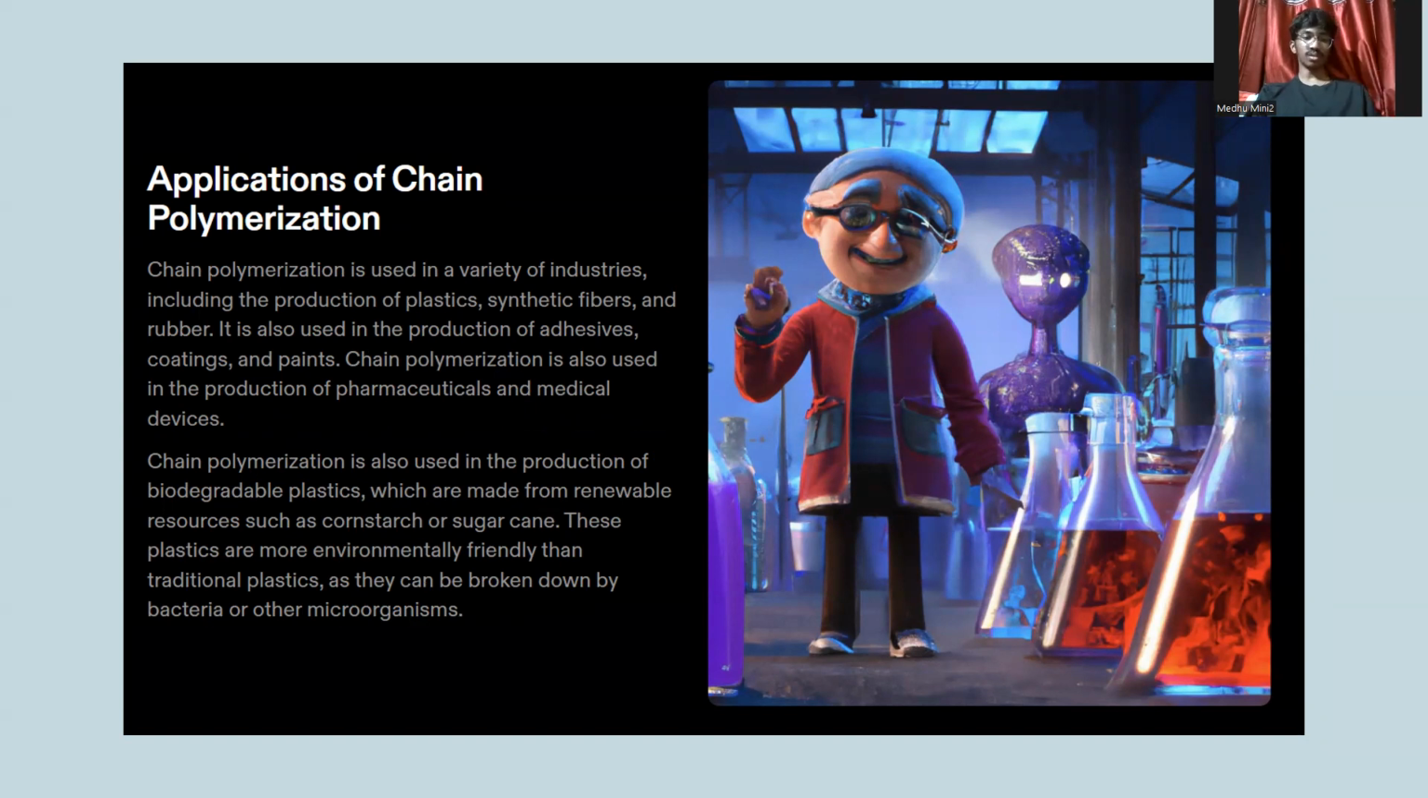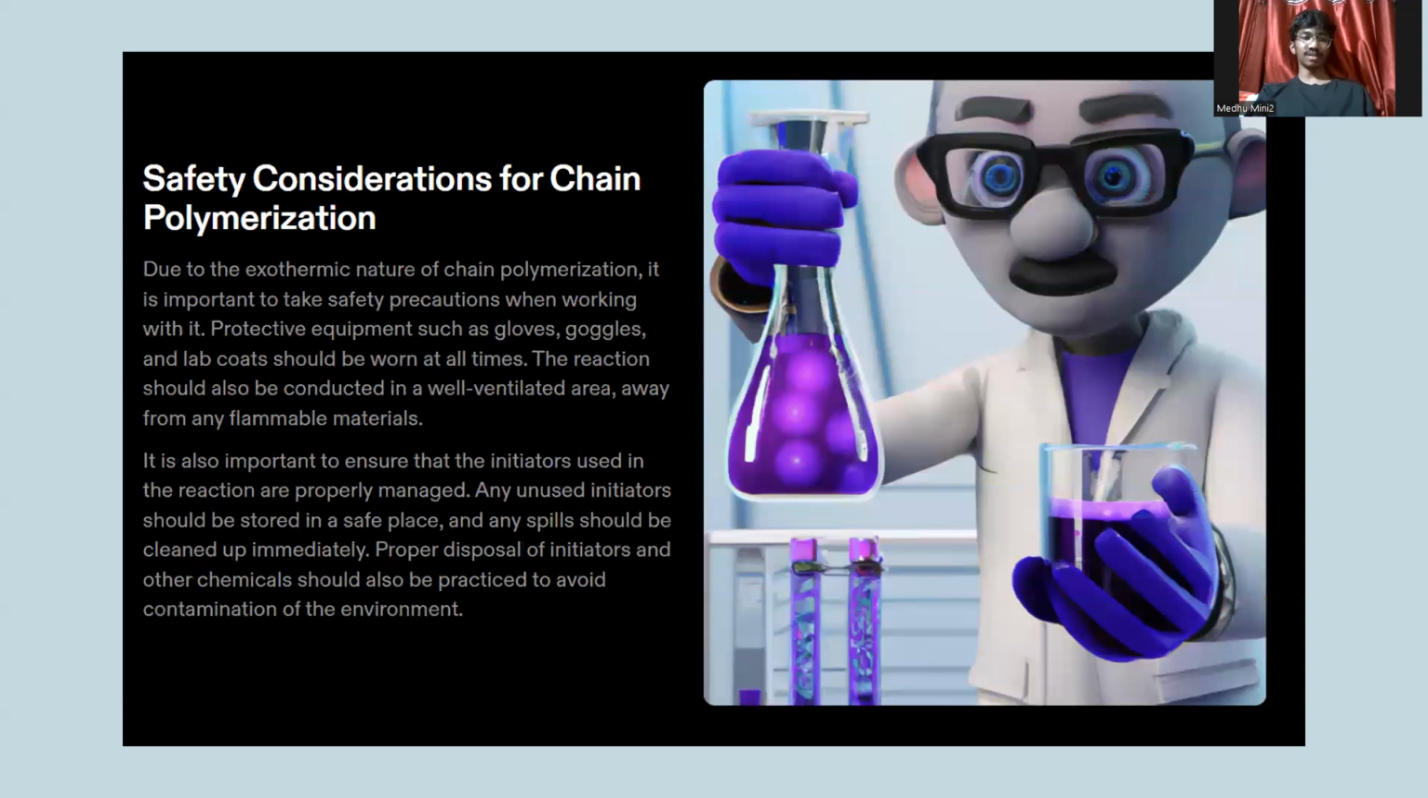Chain polymerization is also used in the production of biodegradable plastics, which are made from renewable resources such as cornstarch or sugarcane. These plastics are more environmentally friendly than traditional plastics, as they can be broken down by bacteria or other microorganisms. Safety considerations for chain polymerization.